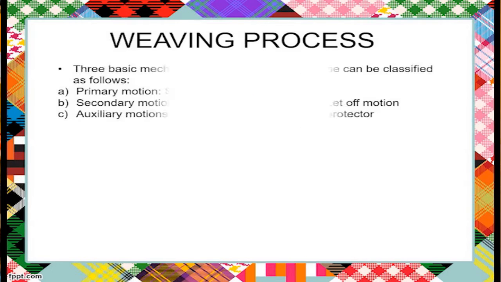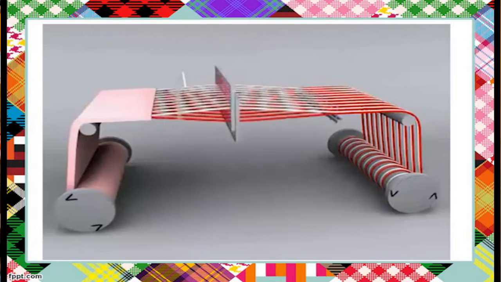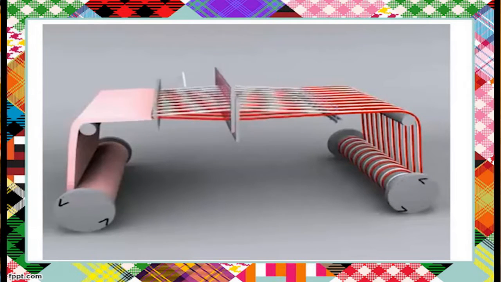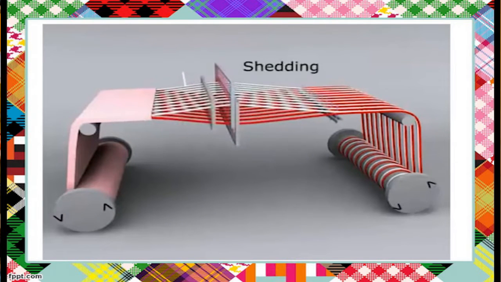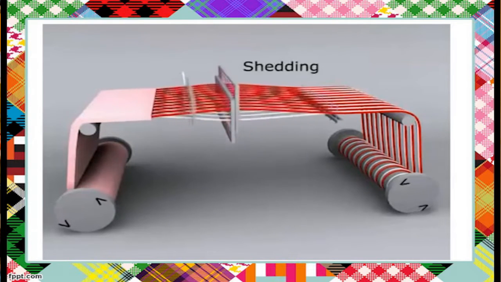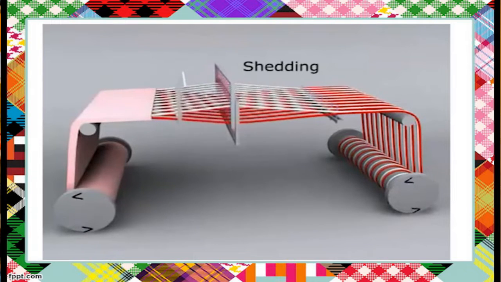Now we will move to the weaving process. The weaving process can be classified into three basic mechanisms, which are primary motion, secondary motion, and auxiliary motion. The schematic below shows a weaving machine with parts called heddles and reed, with different functions during the weaving process. Now I will explain the whole weaving process. First is the primary motion of shedding. Shedding opens the warp sheet to separate the layers to facilitate passage of the shuttle, and the harness moves up and down to complete the shedding motion.